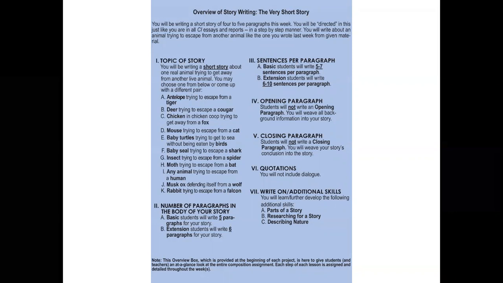I tell them how many sentences per paragraph if they are a basic student, and how many sentences per paragraph they should have if they are extensions. I tell them if they're doing an opening or a closing. I tell them if they have to have quotes or dialogue, which they do not because these are non-animated animals. And I tell them any other skills. Now, this overview box, I go through with my students and I have them circle and highlight the things that pertain to them. So they have this overview and they always know.